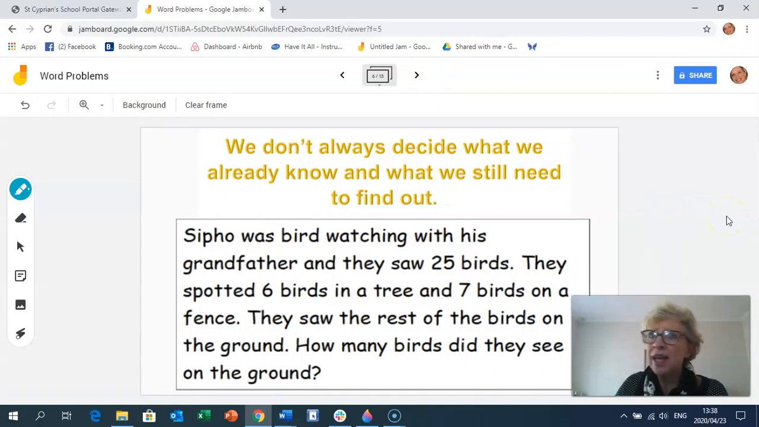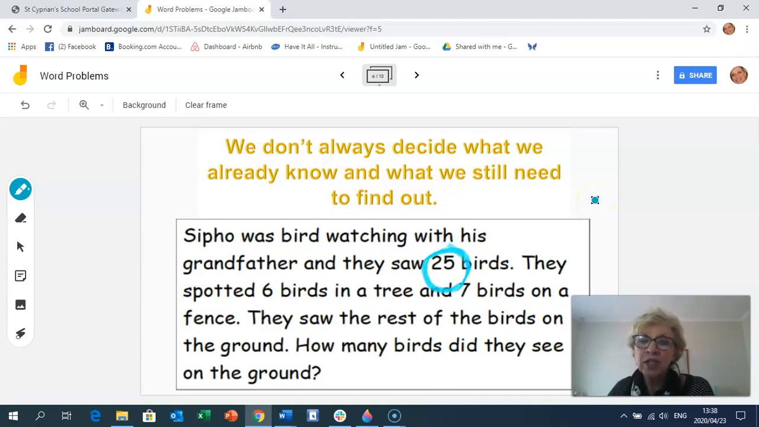We don't always decide what we already know when we read something and what we still need to find out. So that's important. Let's look at this one now. Seepaw was bird watching with his grandfather and they saw 25 birds. Right, so that tells you they saw 25 birds in total.